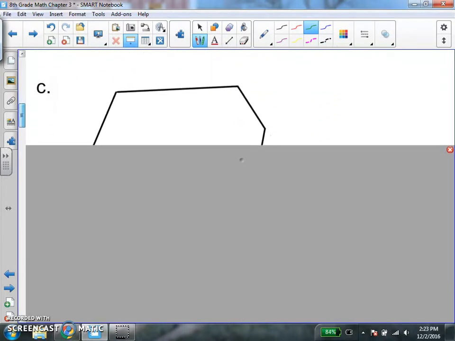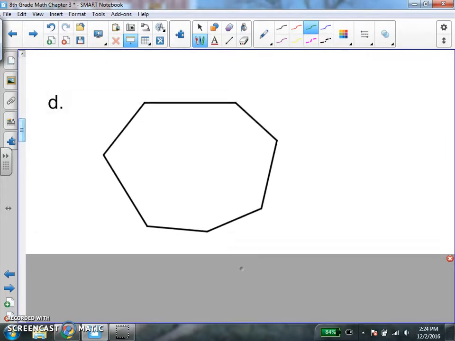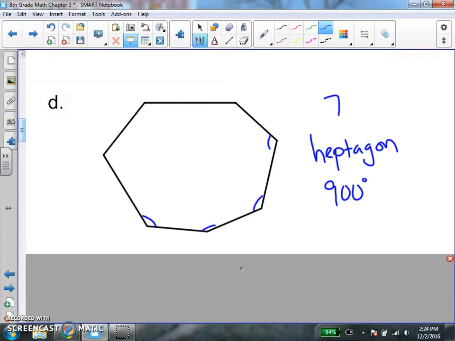Okay, and you should have done the same for letters C, D, and E. Letter C is a hexagon, 6 sides, and a total measure of 720 degrees. Letter D goes to 7 sides, which is a heptagon. And for a total measure of 900 degrees, these angles, 1, 2, 3, 4, 5, 6, 7, total interior angle measure here would be 900 degrees.